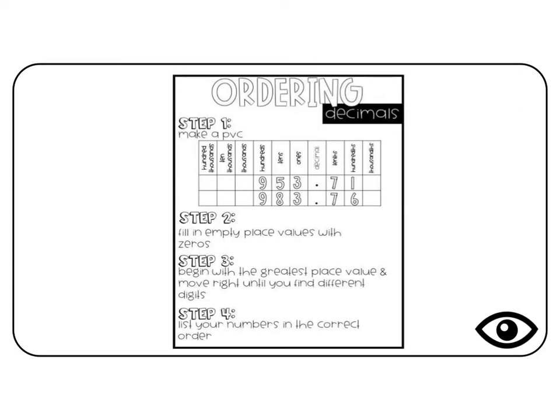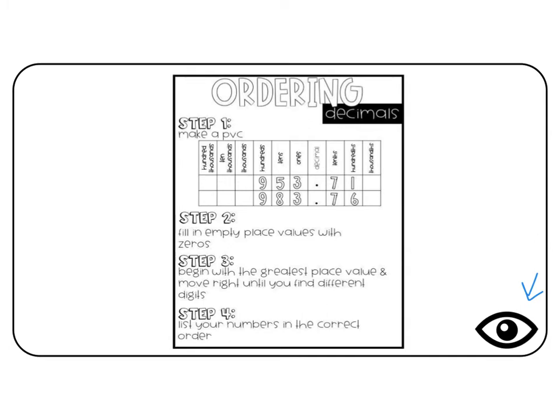All right, friends, we're starting off with the I icon, which means that you can put your pencil down for just a moment and watch me. Today our goal is to be able to order decimals. When we are ordering decimals, we are putting them either from least to greatest or greatest to least. We have some steps to help us do that.